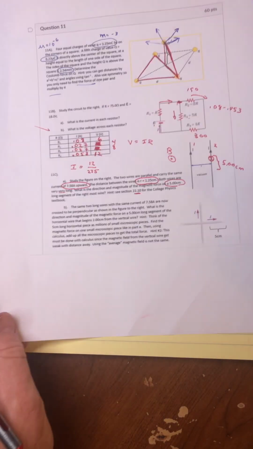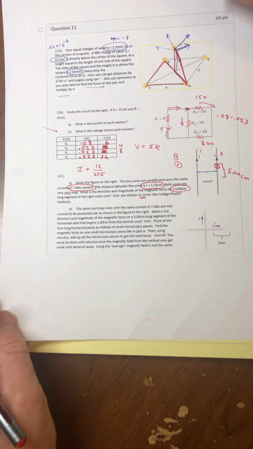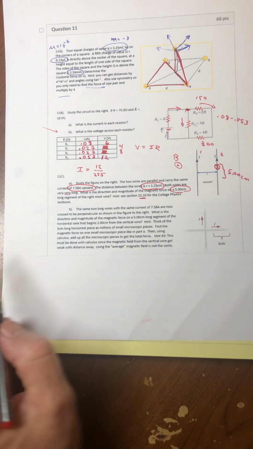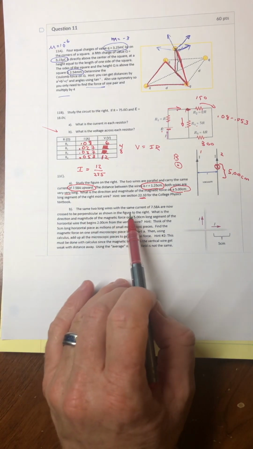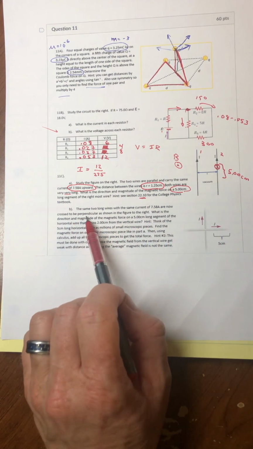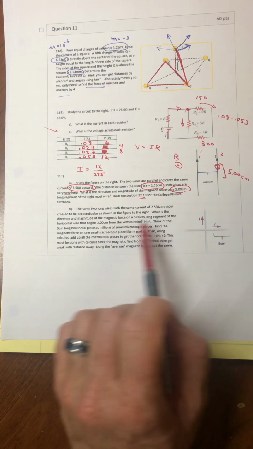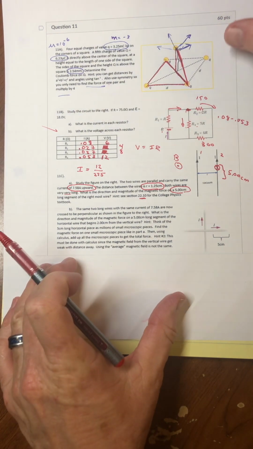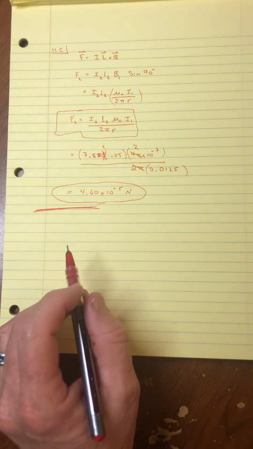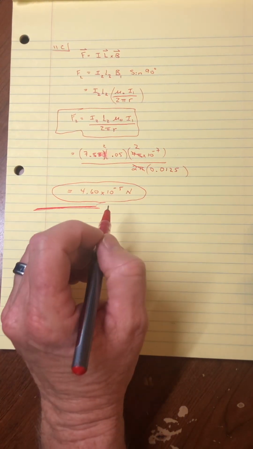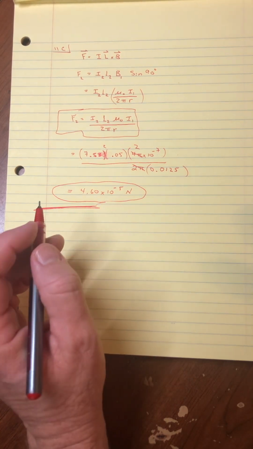Where it gets harder here, and there's a little hint to help you out, is now you're going to take these same two wires, so we have the same current, and now you're going to lay them perpendicular as shown. What is the direction? Oh, let me pause. I didn't really finish this. That's the number. What's the direction?